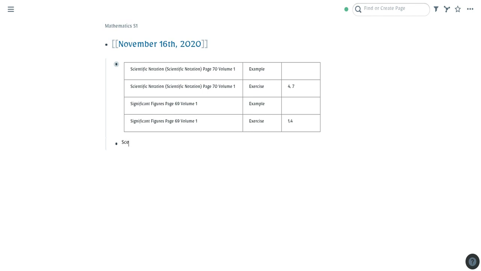But today, Khalil and everyone, we're going to be recapping what scientific notation is. Right, after me: scientific notation.